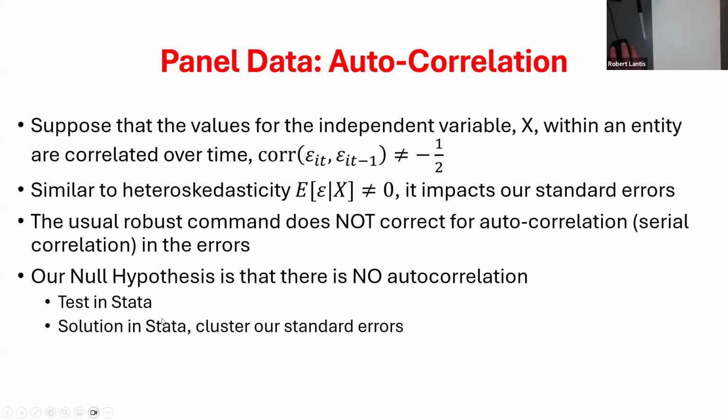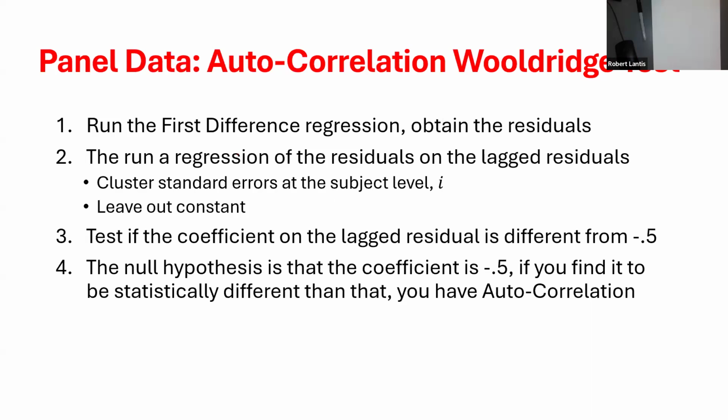So we have a test for this to see, okay, do we have this autocorrelation in our errors, right? So our null hypothesis will be that there is no autocorrelation, right? If we can reject that, we're saying that there is, and that our standard errors, right, aren't going to be right. We have a way, instead of using this robust command, it's called clustering our standard errors, right? That accounts for this, okay?